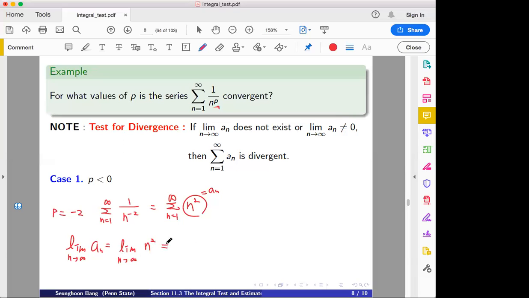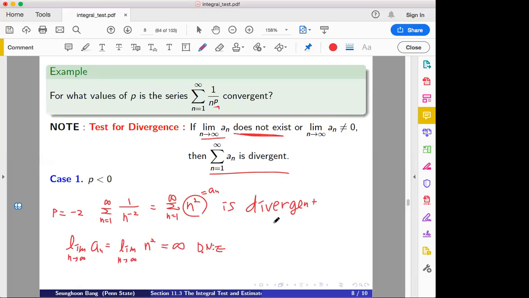Yes, infinity. The answer is infinity. So what does it mean? The limit value does not exist. What's the conclusion? The summation is always divergent by using the test for divergence.